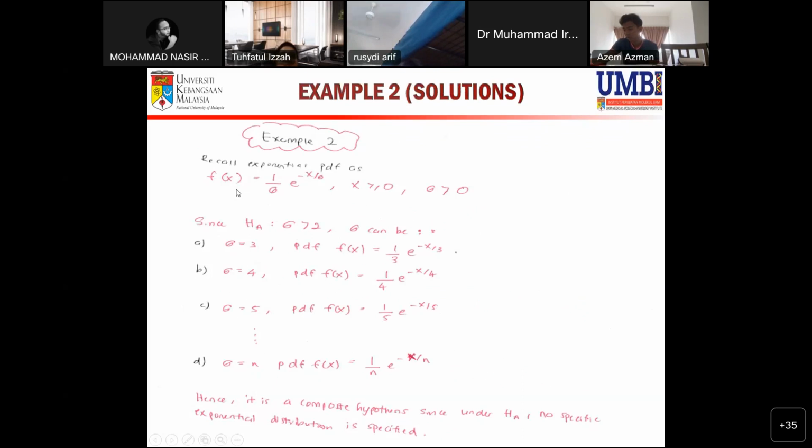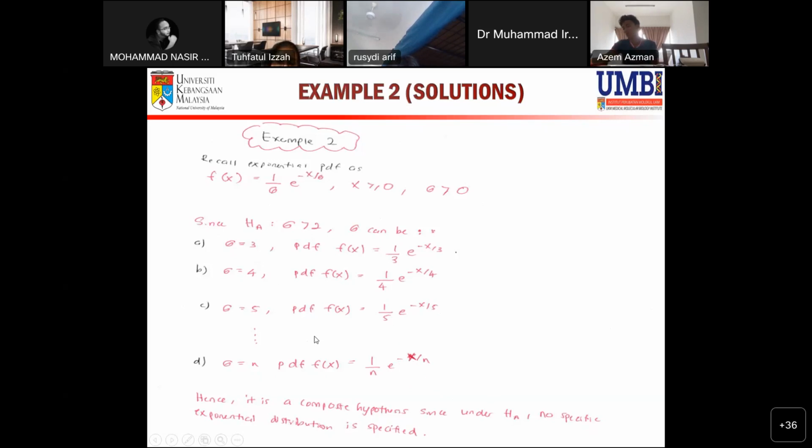So recall from the previous example, the probability density function of fx is given by these ones. And since under HA the parameter value is bigger than 2, then theta can take any value bigger than 2. For example, theta can be 3, and the PDF under the alternative hypothesis will be this one. If theta equals 4, then the PDF under the alternative hypothesis is this one, and if theta is 5, then it will become this one, 1/5 here. So until theta is equivalent to n, then the distribution has this generic form, 1/n e to the minus x over n here.